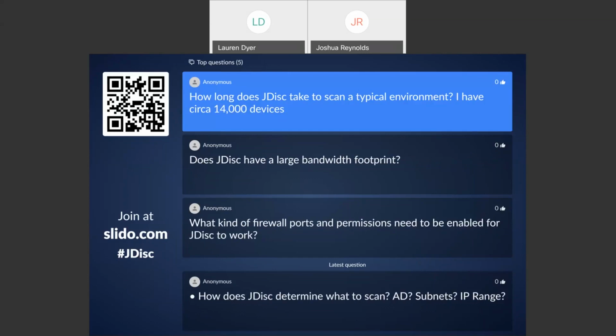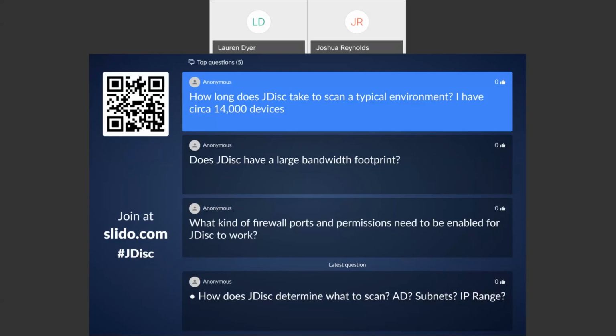So how long does JDisc take to scan a typical environment, say about 14,000 devices? Well, it takes approximately 60 seconds per device on average to interrogate a given device. Some things that don't have operating systems, like a switch, which is sort of a dumb device, so to speak, will probably take a little bit less time.